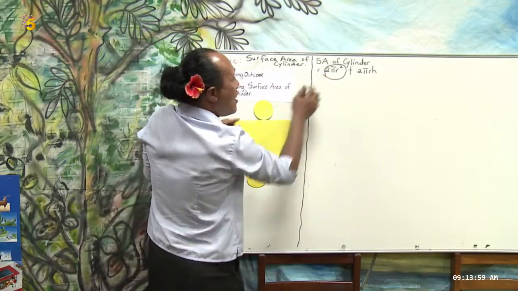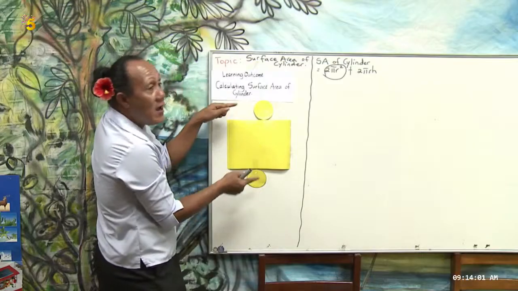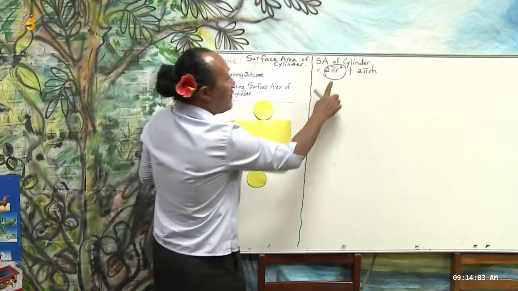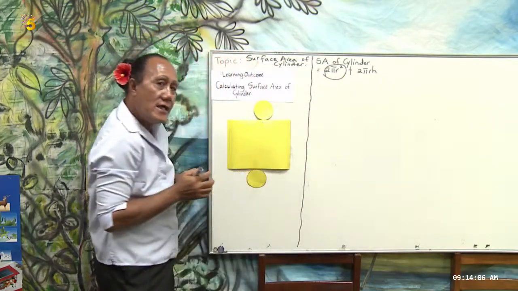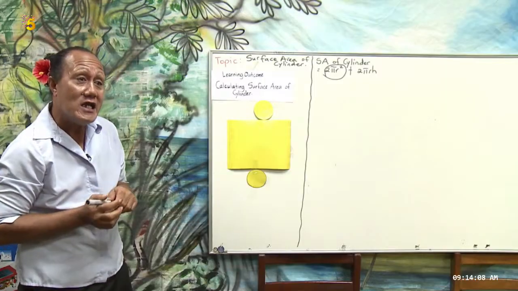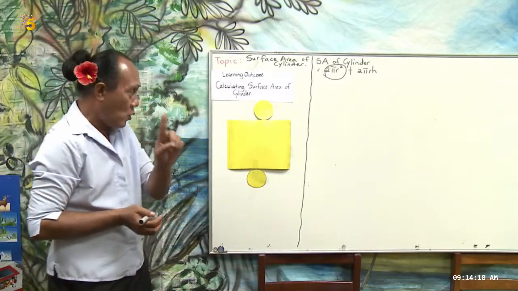The 2 here refers to the two circles. The pi r square is the formula for finding the area of a circle.